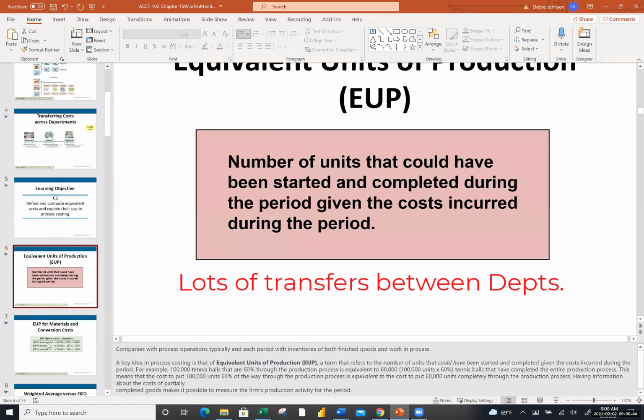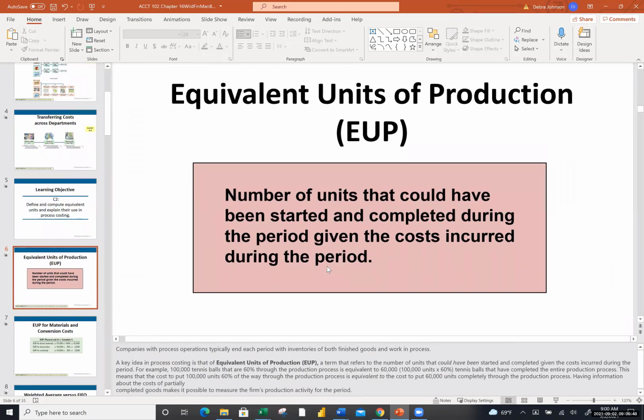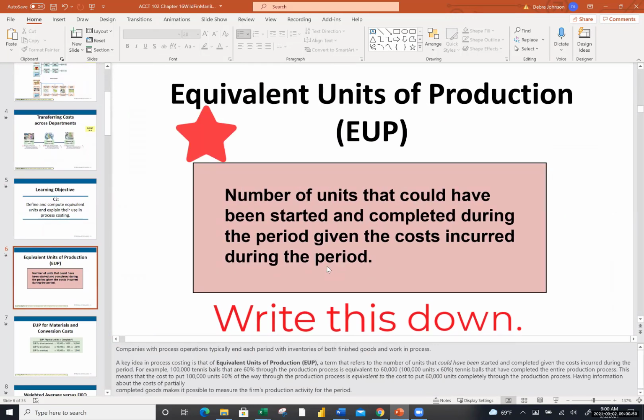That's all I wanted to show you, except for this definition, because this is an important definition. The number of units that could have been finished if the effort given was the same. We just did a term paper example. So I think we're probably ready to jump in and try one of these. Reading the chapter is essential.